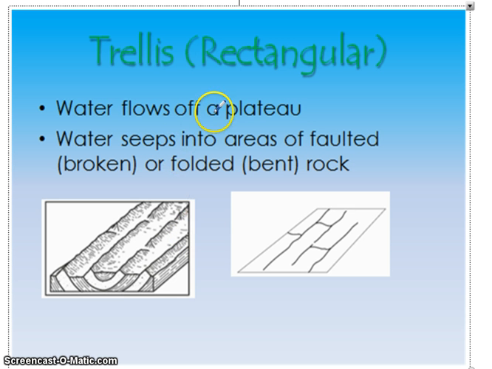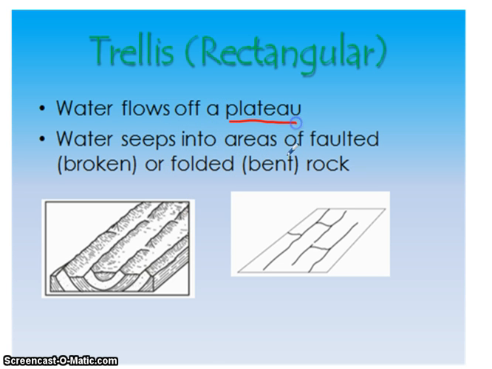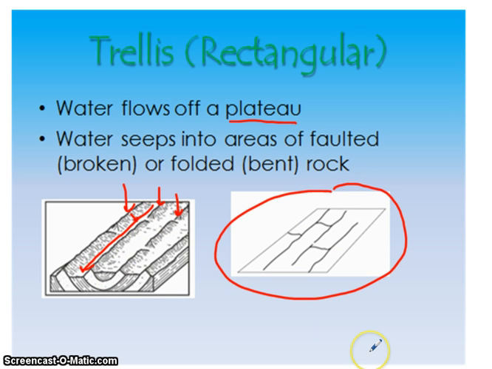The trellis, or the rectangular pattern, is when water is going to flow off of a plateau. Water is going to seep into areas of faulted, which is broken rock, or folded, which is bent rock. We can see that in this area here we have higher levels of elevation, but then we have the lower levels in between. So if we have rain falling on this landscape, the water is going to flow down into these patterns and flow in the low-lying areas. This would be our drainage pattern here. Again, you're just matching where the water would flow off of that particular landscape, and you can easily see the shape of this landscape within the drainage pattern itself.